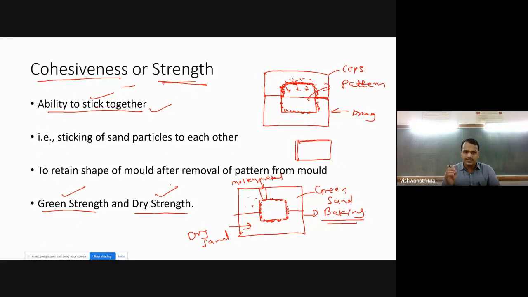When we are using fresh sand, and your cavity remains the same after removing the pattern, that strength is called green strength. Then we go for baking, to remove the moisture content. After baking, we pour the molten metal. When we are pouring the molten metal, your cavity should not break. The sand particles should not get loose, so that we can get a proper size. That is called dry strength.